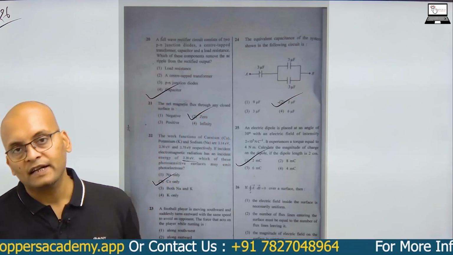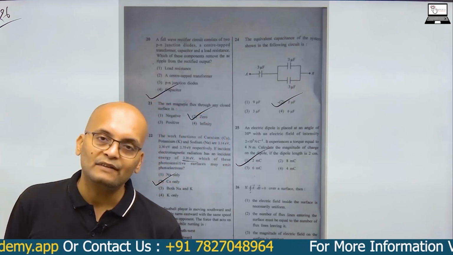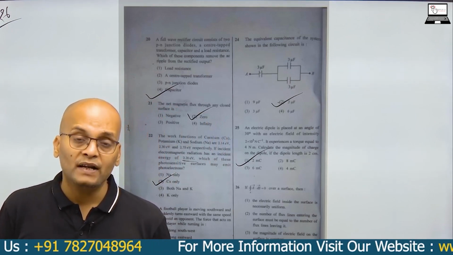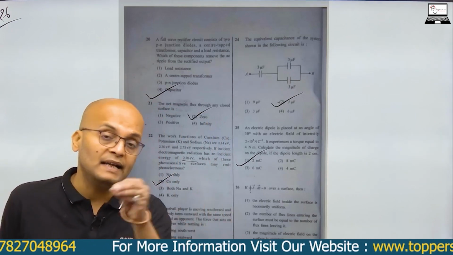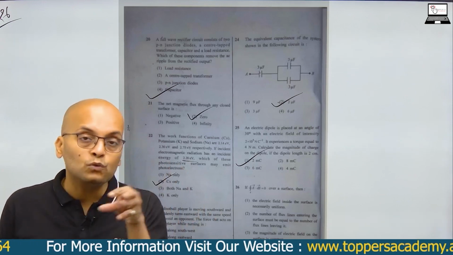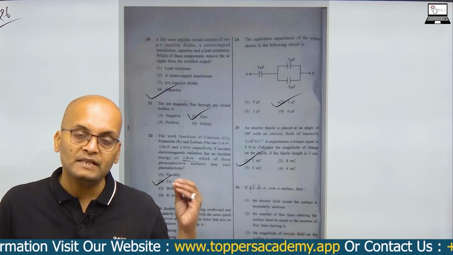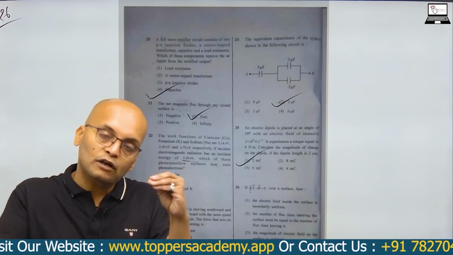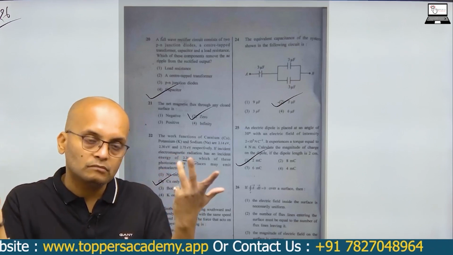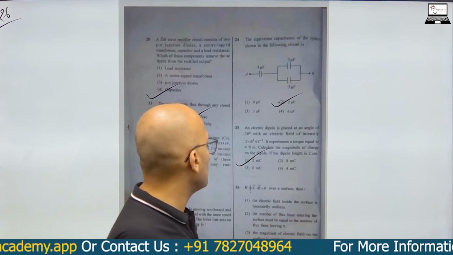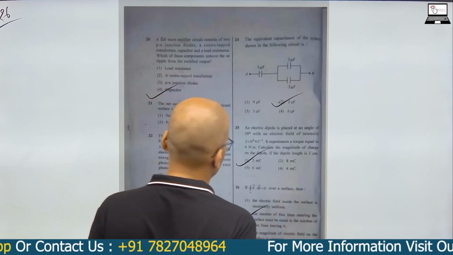If electric flux is 0, that doesn't mean the electric field is going to be uniform or the electric field is going to be 0. What is flux? It is the number of electric field lines passing through the cross-sectional area of the surface. So if flux is 0, that means the number of lines entering is equal to the number of lines coming out. The number of flux lines entering the surface must be equal to the number of flux lines leaving it. Option 2.